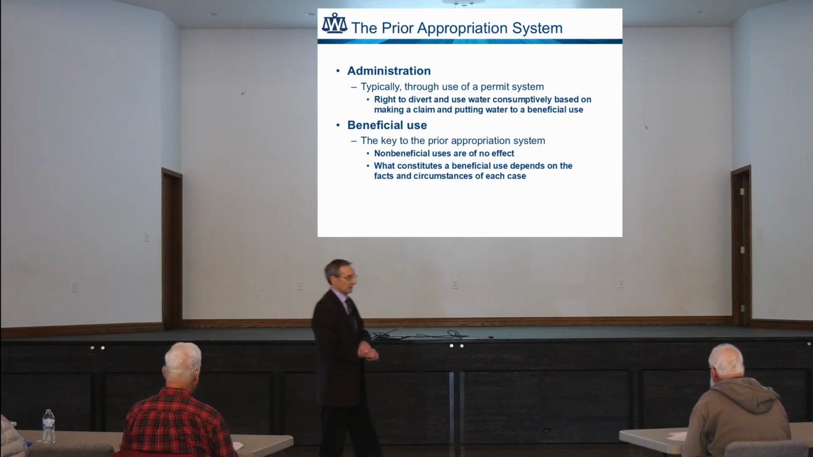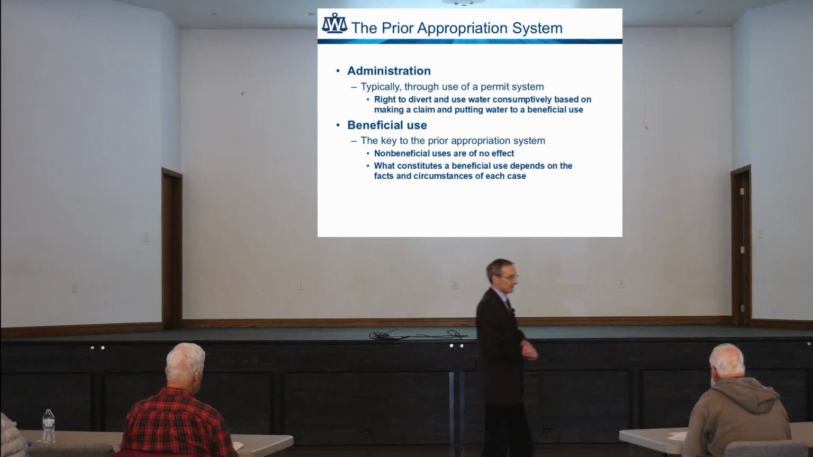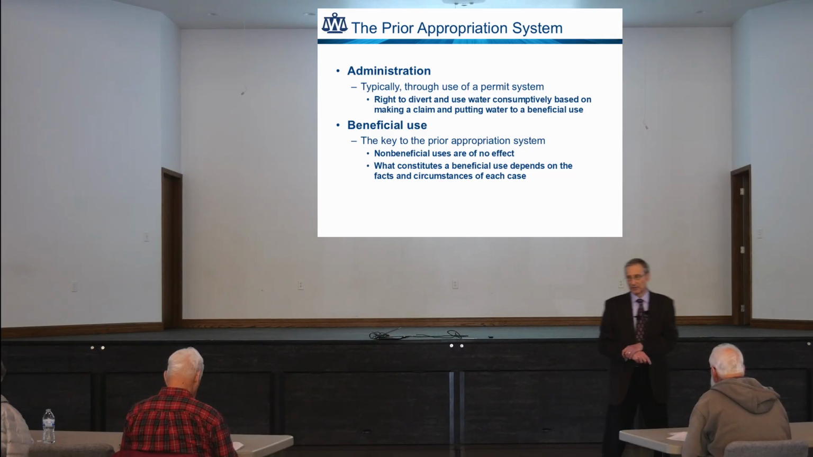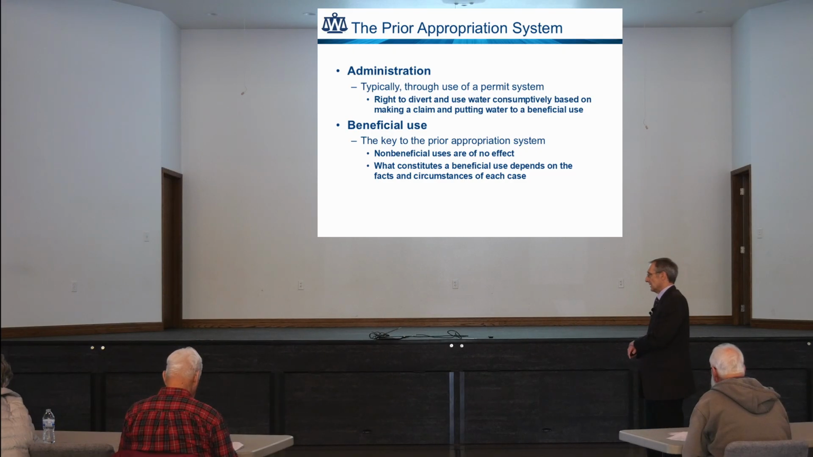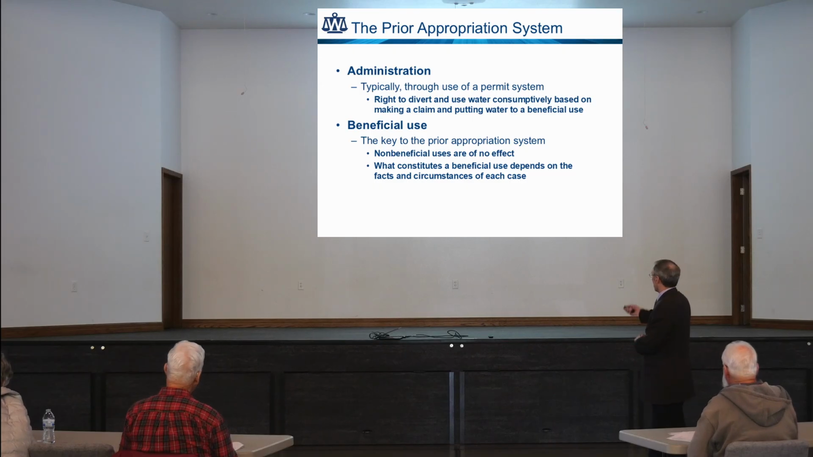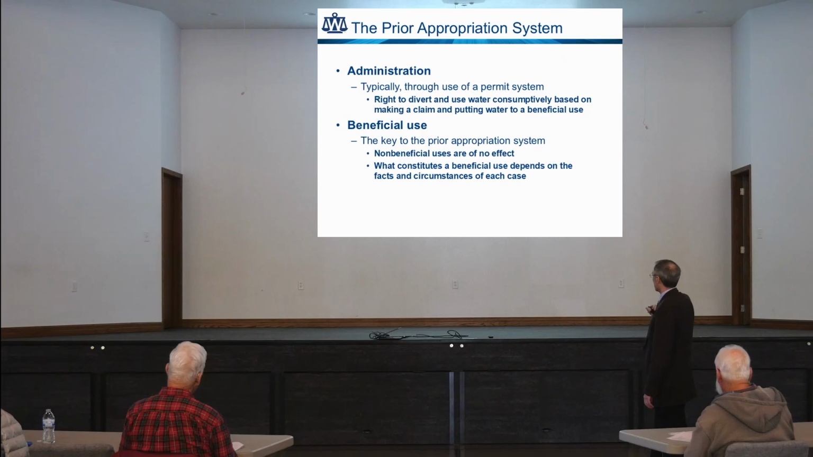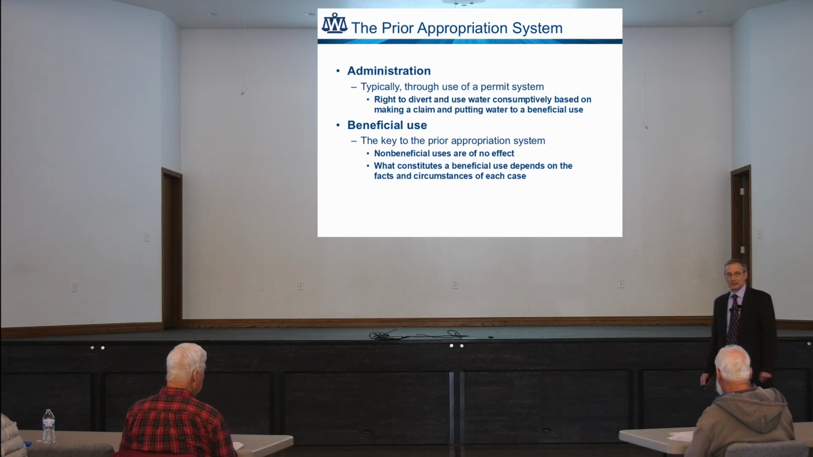And you have the Kansas Water Office. In the Division of Water Resources, you have the chief engineer that is the head of all of this. But beneficial use is the key to the prior appropriation system. Okay? And you have a right to divert and use water consumptively based on making a claim and putting water to a beneficial use. Non-beneficial uses are of no effect. You have to put the water to a beneficial use.